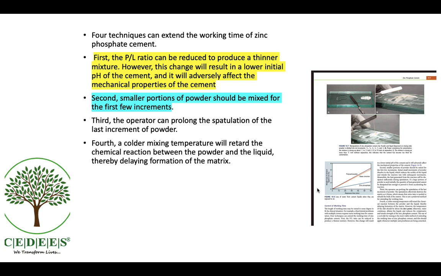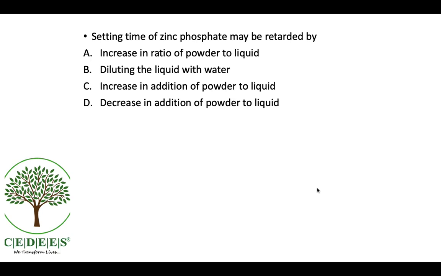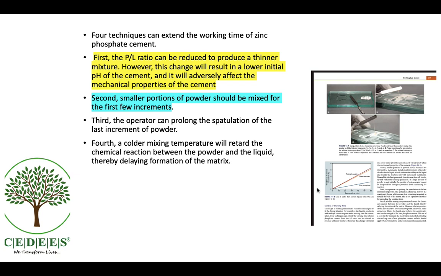Now the second point here says smaller portions of powder should be mixed for the first few increments. Option C here says increase in addition of powder, whereas the explanation says smaller increments. So option C is gone. So D, which is the correct answer, says decrease in addition of powder to liquid, that is smaller increments. So that is the correct answer. Now the other points for retarding the working time of cement is you can either prolong the spatulation time or you can have a colder mixing temperature.